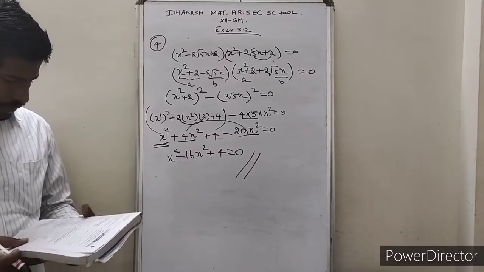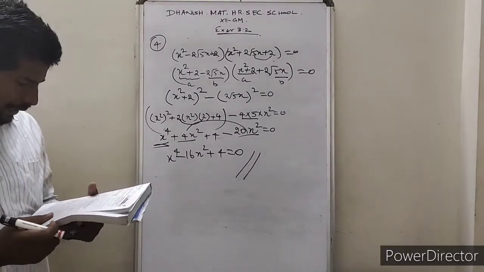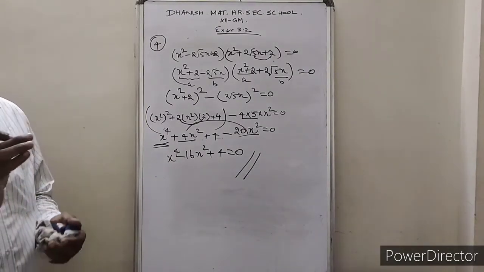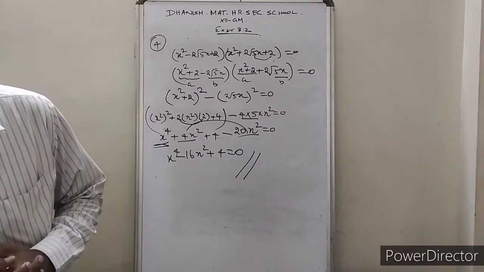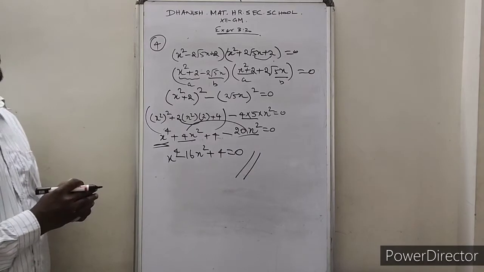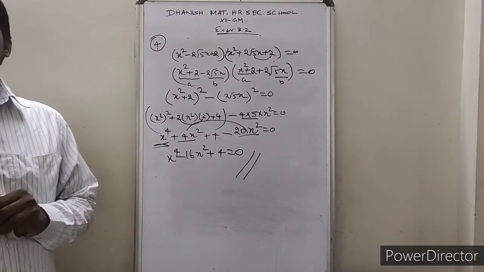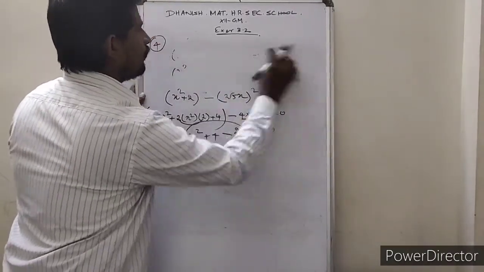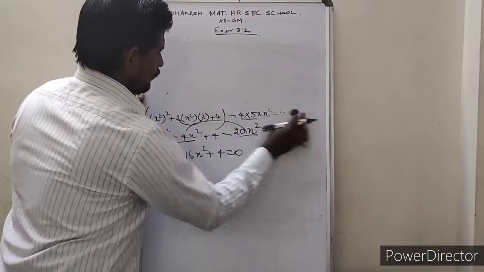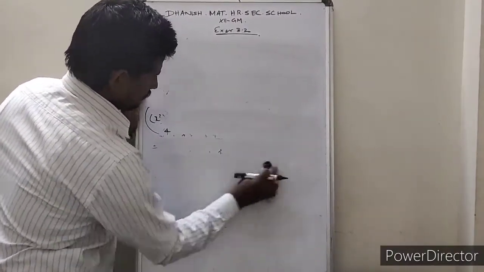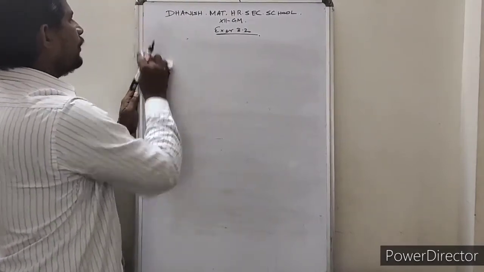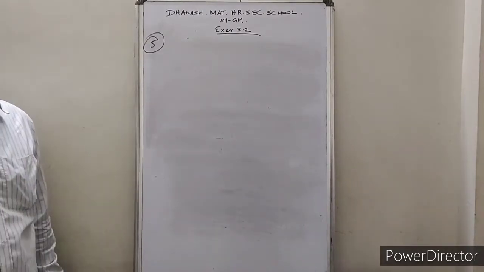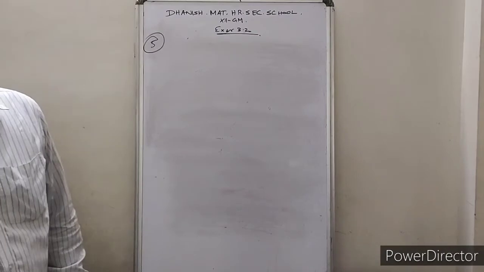Now look at the fifth one. Prove that a straight line and a parabola cannot intersect at more than 2 points. Here we are going to prove a straight line and a parabola cannot intersect at more than 2 points. This is a very important one. So look at the board carefully. Here we are going to prove straight line and parabola cannot intersect at more than 2 times.